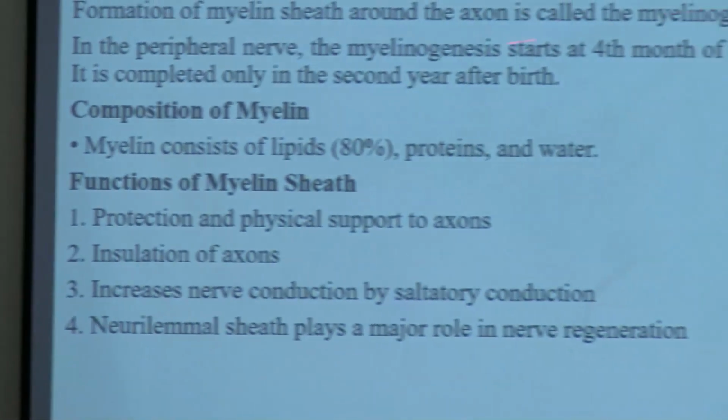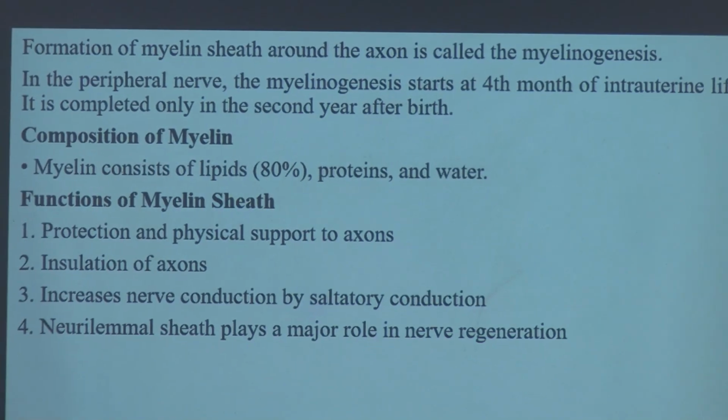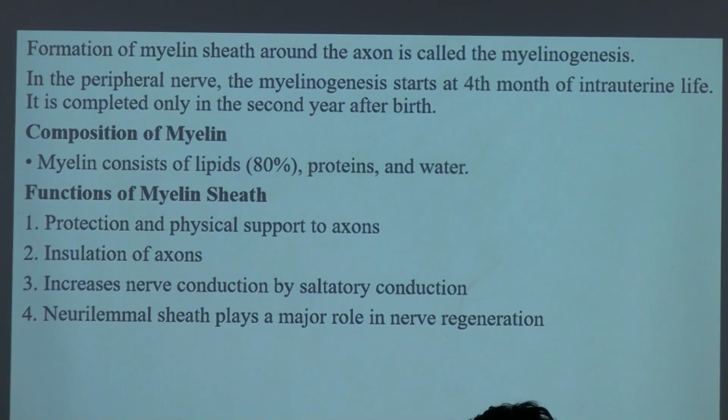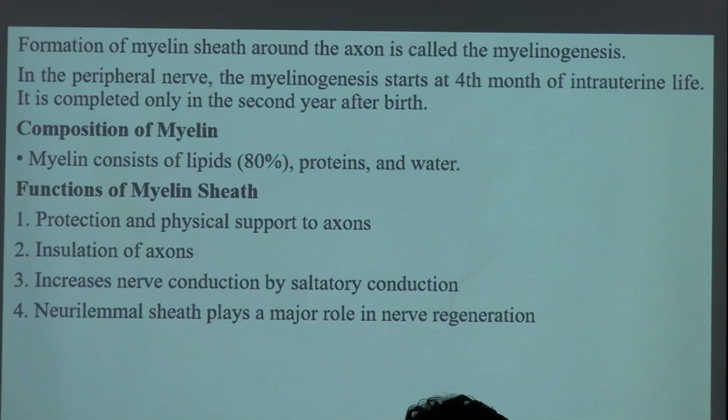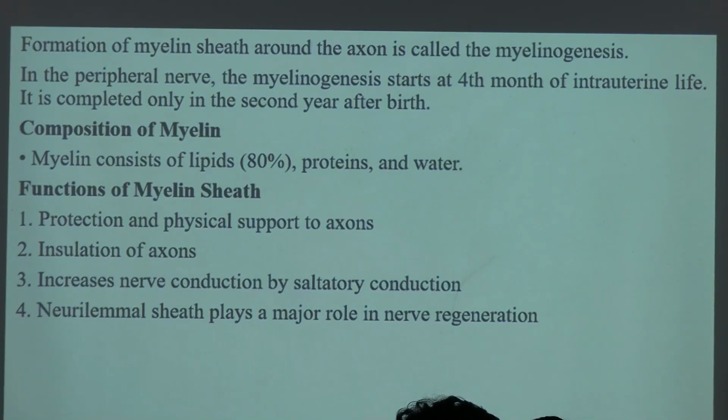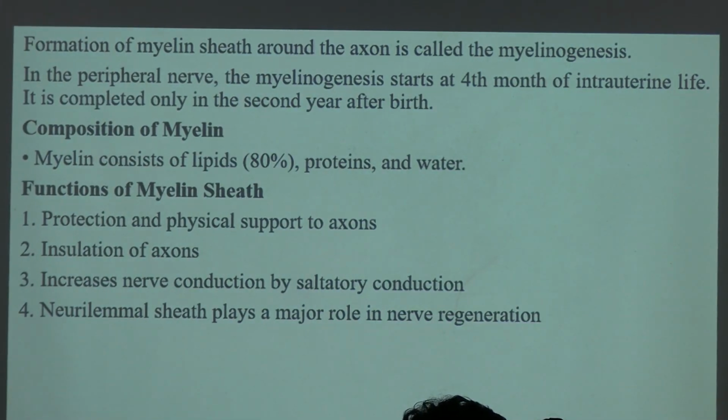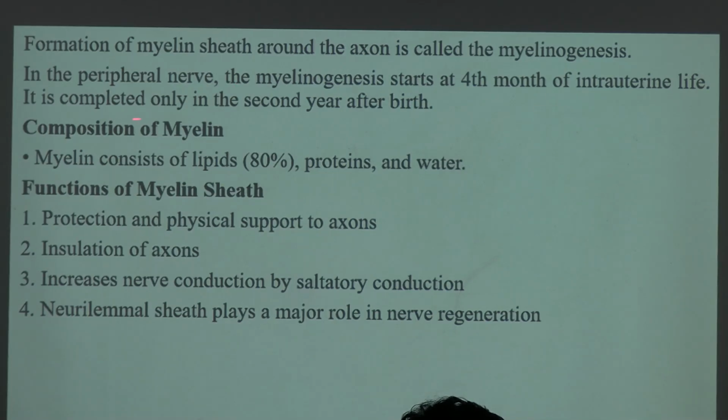Next, the formation. Now again, this is a topic of physiology. Initially the myelin sheath is not present. Gradually the myelin sheath is formed around the axon, and that is called myelogenesis. Again, this thing we will study in physiology. Now, in peripheral nerve, myelogenesis starts at the 4th month of intrauterine life, and it is completed in the 2nd year after birth. So complete myelination takes place after birth. 2nd year means 2 years after birth. Now, what is the function of this myelin sheath?